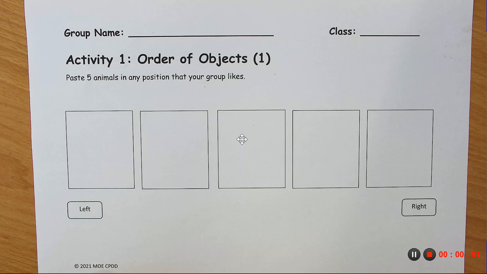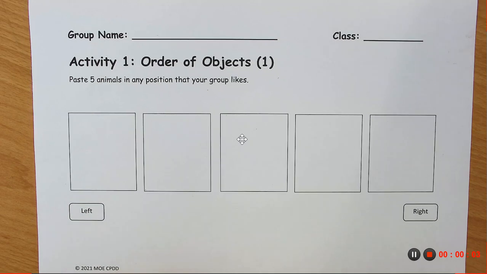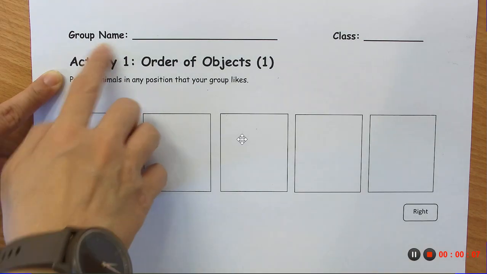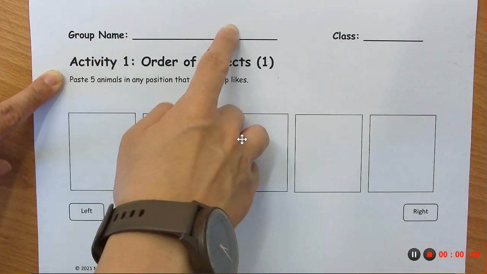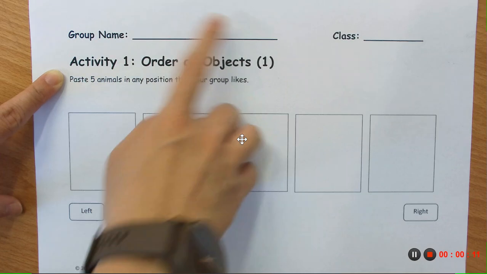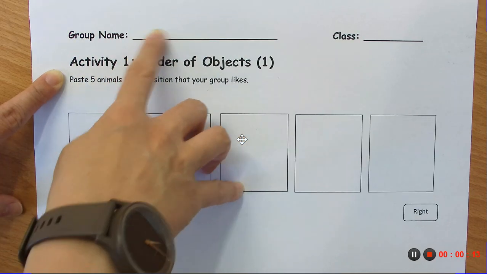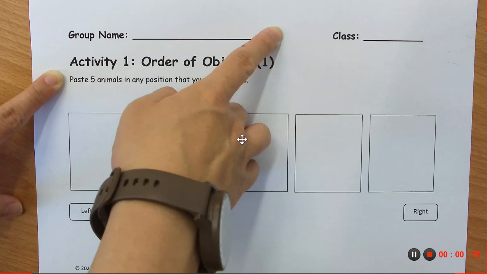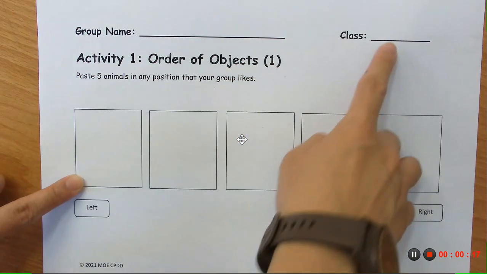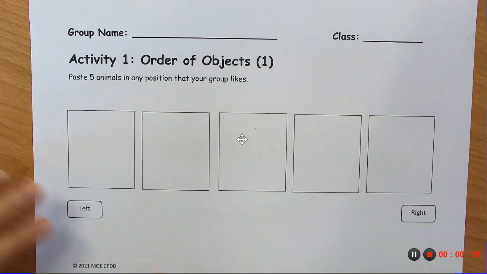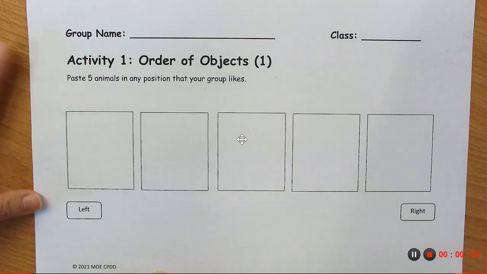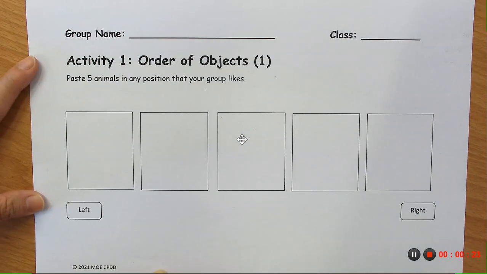Groups, you will receive a piece of paper here. You need to write your group name here. If you cannot think of a group name, you can just write the names of all your friends here. Okay? And then write your class. Now, here you will see, look, let's read the instructions together.